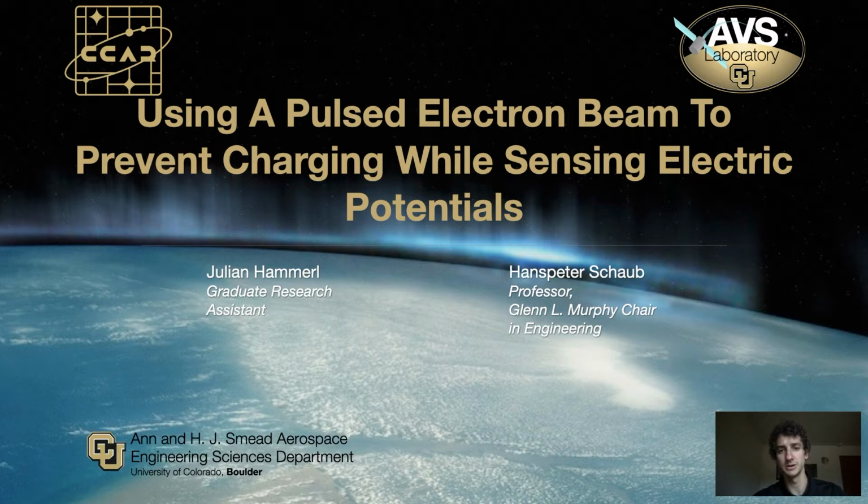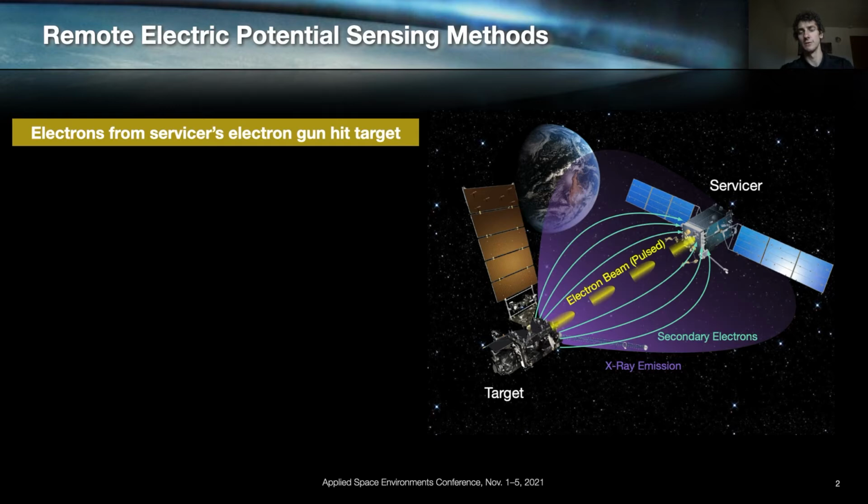I'm a PhD student in the AVS lab at CU Boulder, and today I'm talking about using a pulsed electron beam while sensing electric potentials. Over the last few years, our lab has investigated how to estimate electric potentials of spacecraft remotely with a servicing satellite. We're working on two methods, and both of them use an electron gun that is equipped on a servicing spacecraft, and the corresponding electron beam is aimed at the target object.